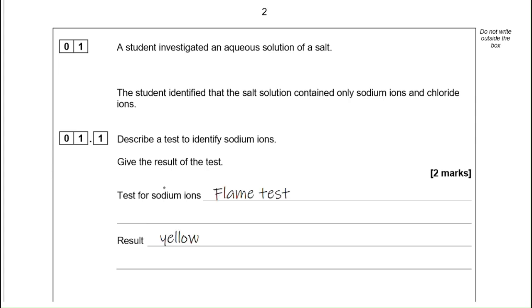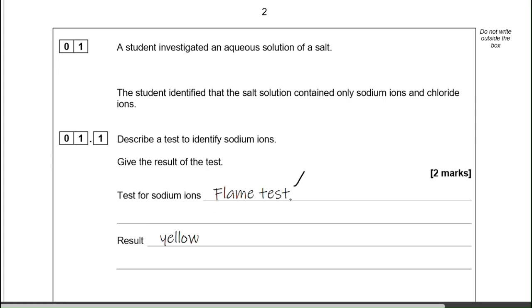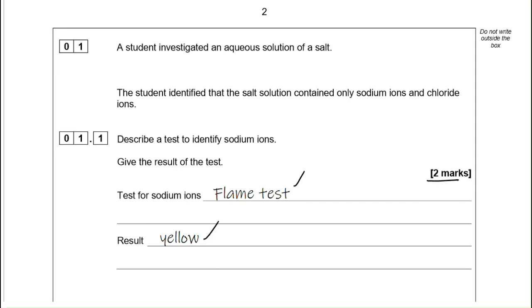Now these are flame tests. Sodium gives a yellow flame, so in the flame test the result would be yellow. 1 mark for each.